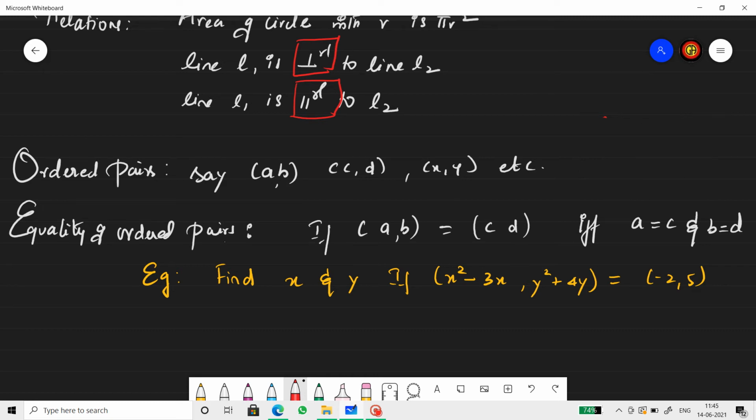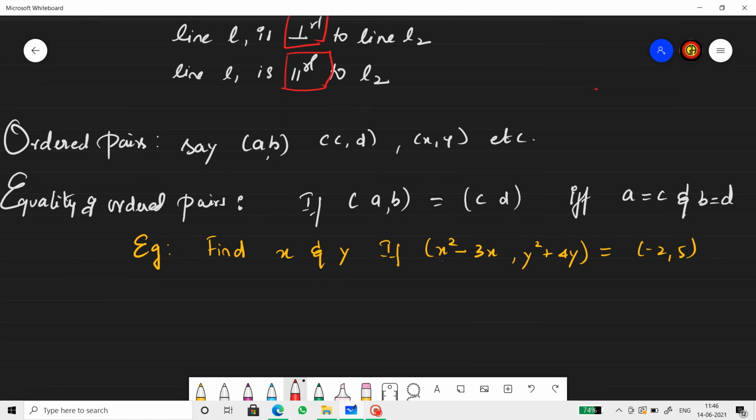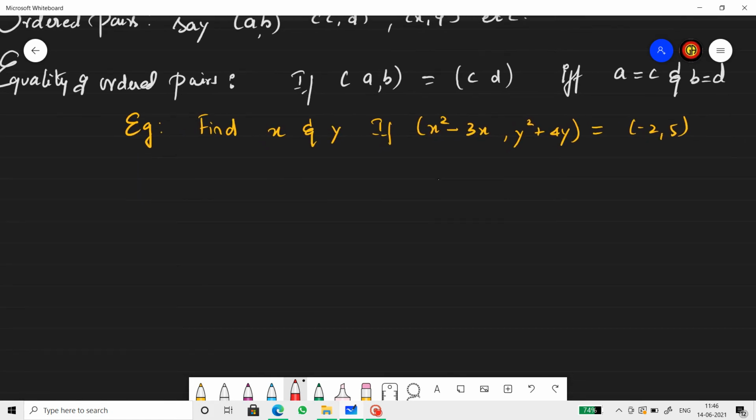Equality of ordered pairs. If (A, B) is equal to (C, D), which means ordered pair (A, B) equal to ordered pair (C, D), if and only if, IFF stands for if and only if, A equals C and B equals D. So if and only if A equals C, B equal to D. Now here I've given an example to understand this concept.